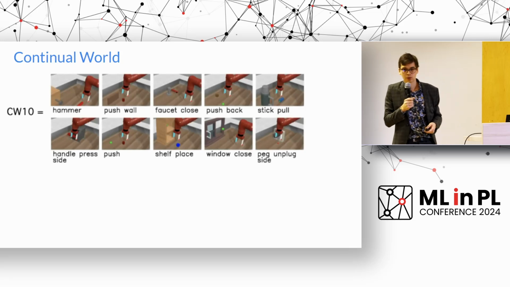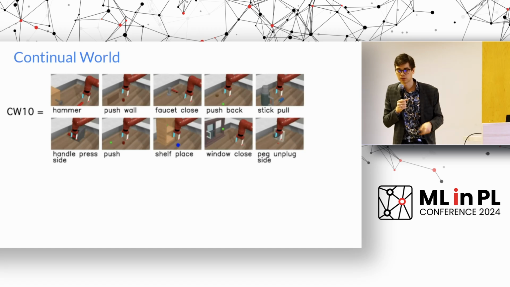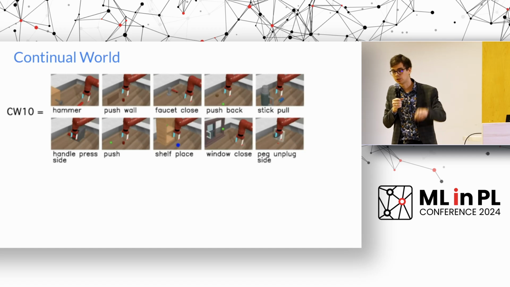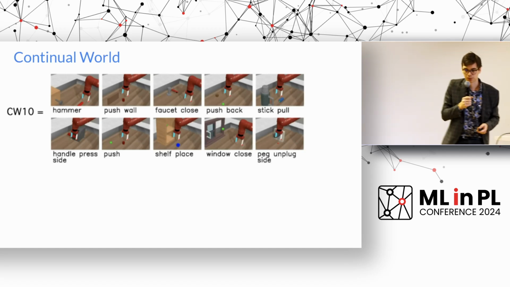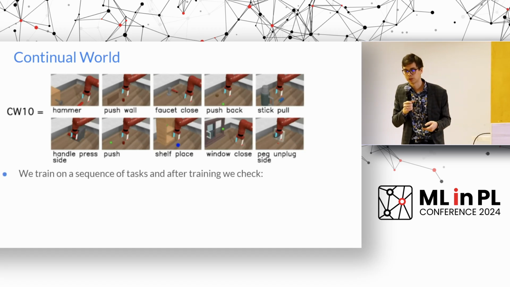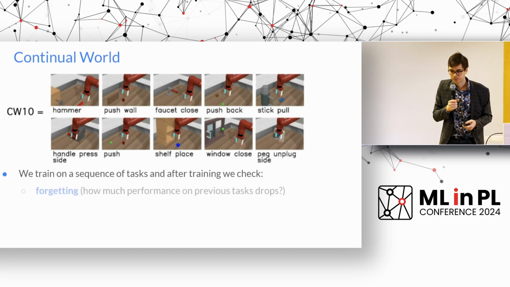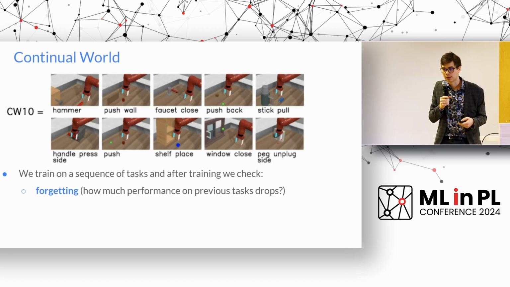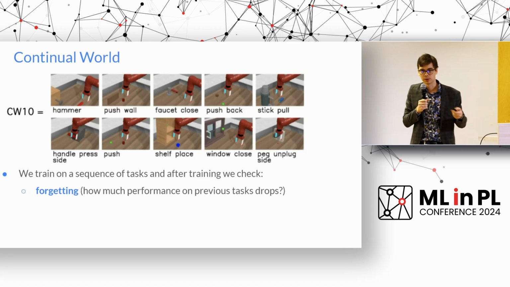This benchmark consists of 10 tasks that we train on in sequence, right? So we start with the first task, hammering in a nail. After training on this, we go to the second task where we push an object, and so on, and so on, and so on. Right, so we train on this whole sequence. And after we finish training, we check two major metrics. First of all, we check forgetting, so how much performance we lost on the preceding tasks. Basically, after all these tasks, can we still remember how to hammer in a nail?